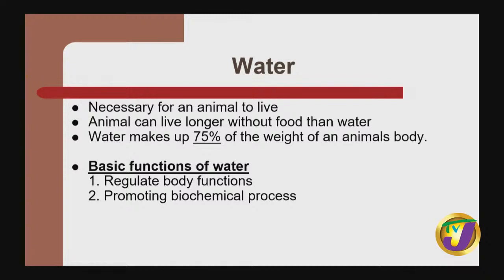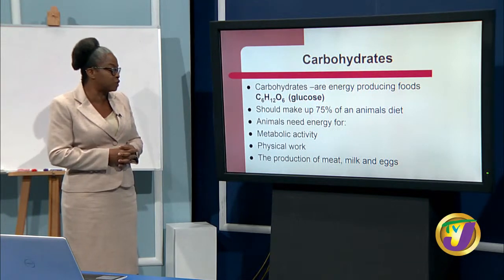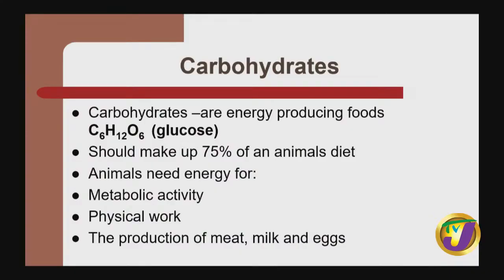Let's take a look at carbohydrates. Carbohydrates, on the other hand, are energy-producing foods and should make up 75% of an animal's diet. Animals need energy for metabolic activity, physical work, and also for the production of meat, milk, and eggs.